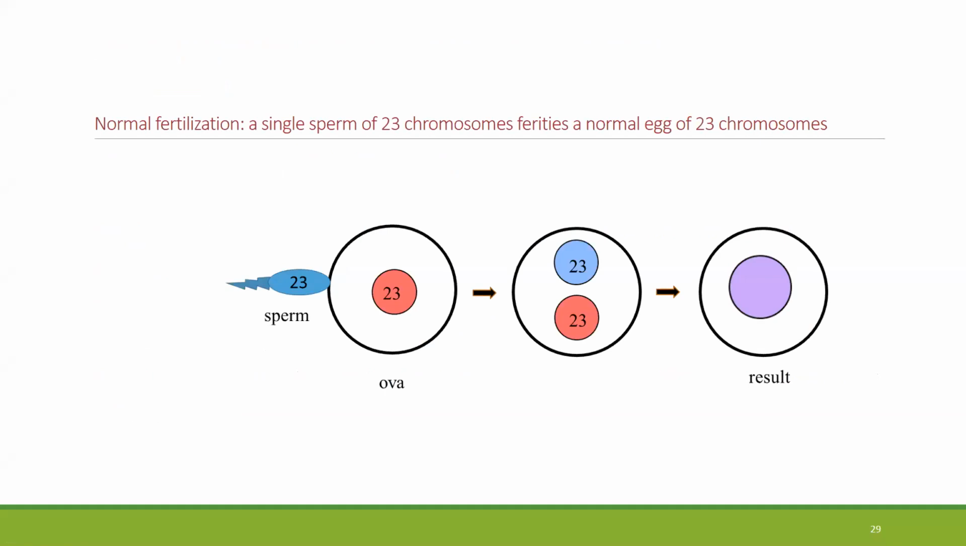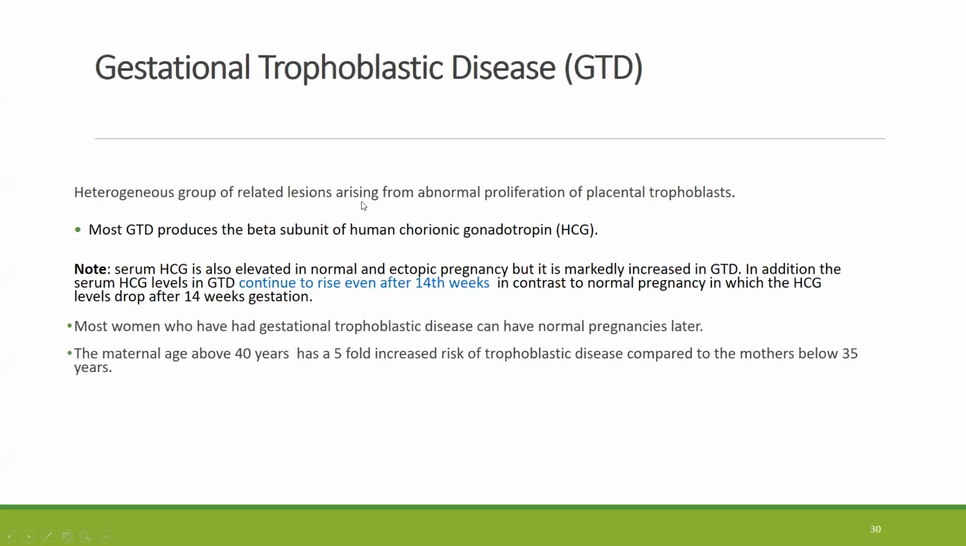In normal fertilization, we have two sets of chromosomes, one from the mother and one from the father. The sperm donates 23 chromosomes and the ova 23 chromosomes, and the result is 46 chromosomes. Just remember this because we're going to move to gestational trophoblastic disease, a group of diseases that affects the trophoblast.